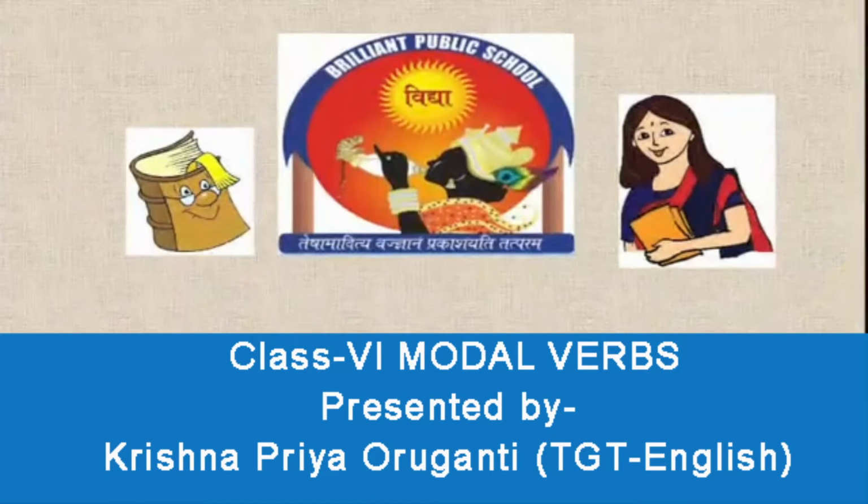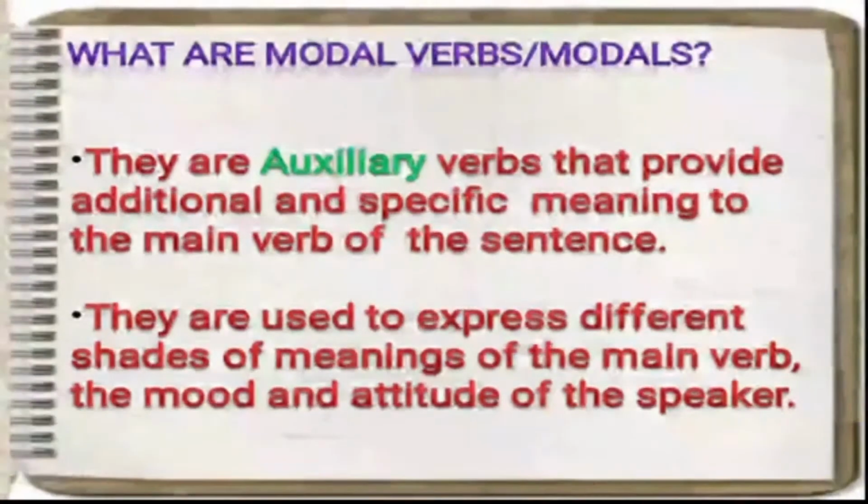So, children, do you know what modals are? They are the auxiliary verbs that provide additional and specific meaning to the main verb of the sentence. So, they are verbs, but not the main verbs. They are the auxiliary verbs. They are used to express different shades of meaning of the main verb, the mood and the attitude of the speaker. So with this definition, it's very clear that they come along with the main verbs and they are not the main verbs, okay? But they are used to talk about the mood and attitude of the speaker. They are used to talk about the main verb.